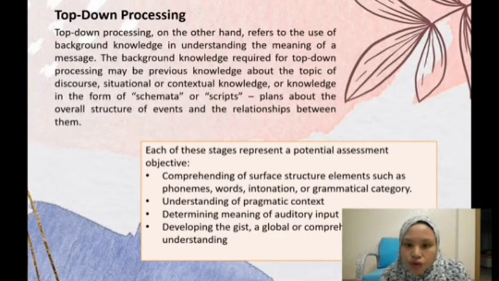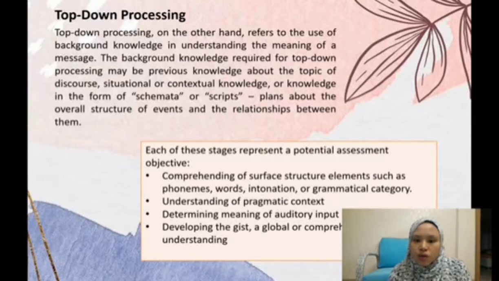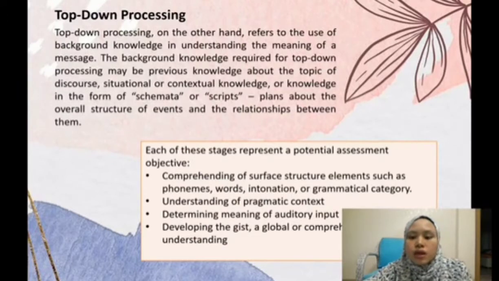Each of these stages represent a potential assessment objective. Comprehending the structure elements such as phonemes, words, intonation, or grammatical category. Second is understanding of pragmatic context and determining meaning of auditory input, developing the gist, a global comprehensive understanding.